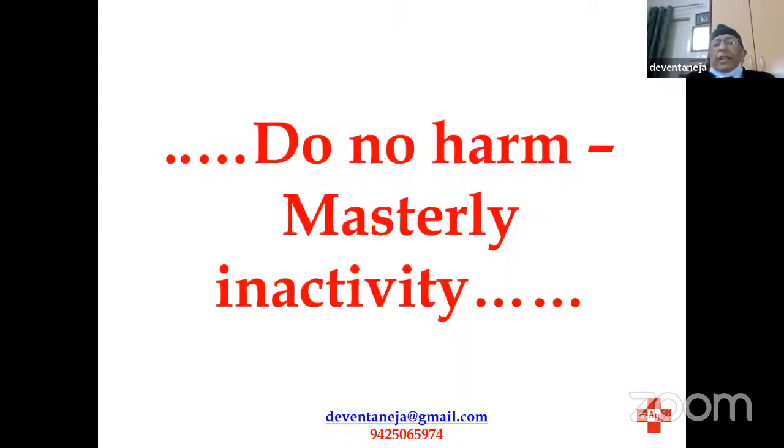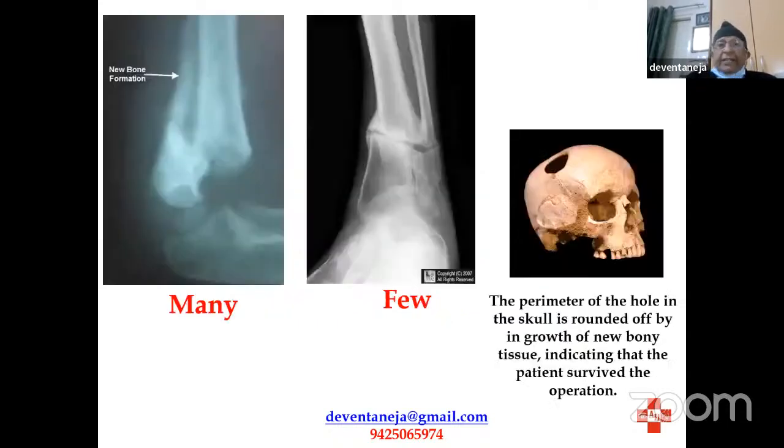And since nobody knew anything, the very famous principle was do no harm and practice masterly inactivity. So they just kept lying wherever the fracture was. As a result, most of the fractures united, because there was no interference with the fracture hematoma or anything. But of course, many of the fractures must have united into a malunion.